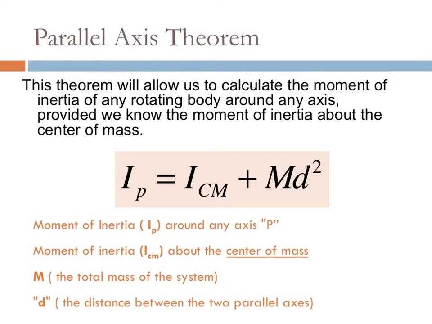This theorem will allow us to calculate the moment of inertia of any rotating body around any axis, provided we know the moment of inertia about the center of mass. So IP is going to represent the moment of inertia around any axis.